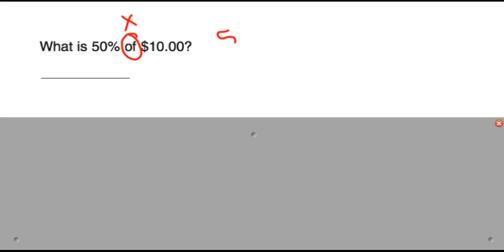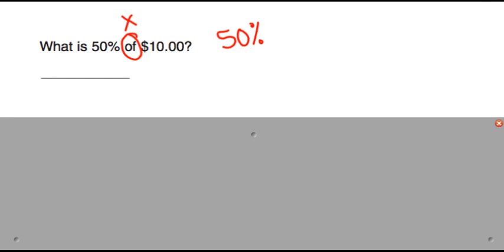So we also see of in other types of problems in math. Let's look at this problem. It says, what is 50% of 10? So again, anytime we see of, we are going to multiply. Of means to multiply. So let's look at what this is.